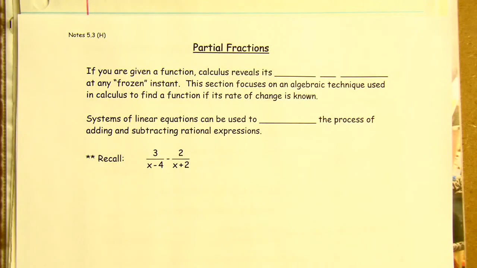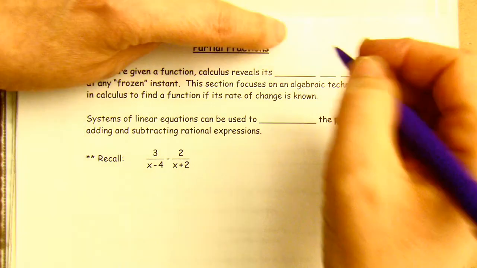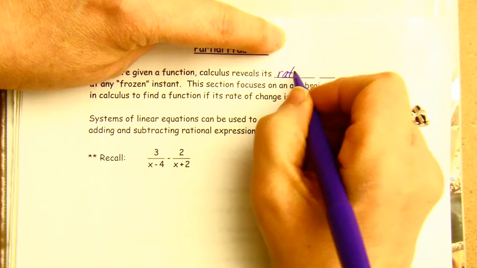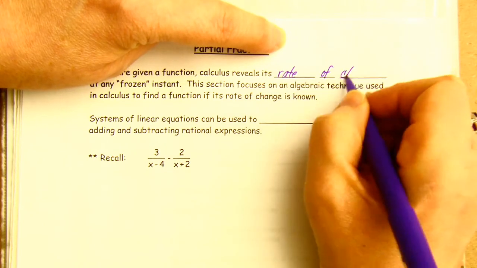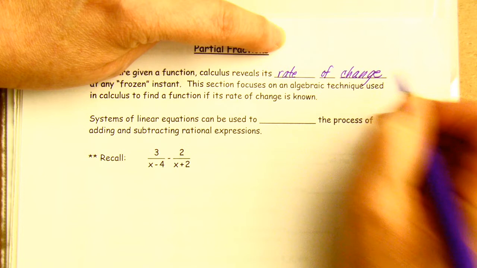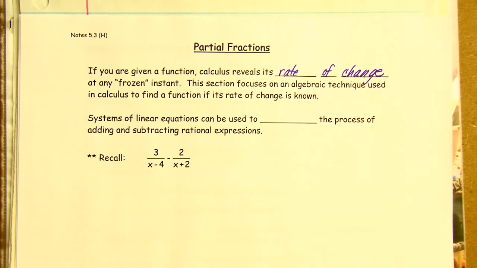Chapter 5, Section 3 is our partial fractions. And what we're going to do with those is decompose them. So partial fraction decomposition. If you are given a function, calculus reveals its rate of change at any frozen instant. This section will focus on an algebraic technique used in calculus to find a function if its rate of change is known.